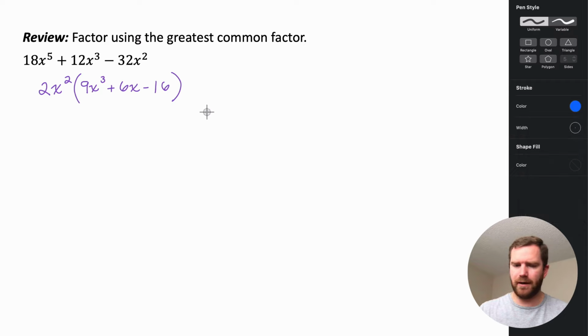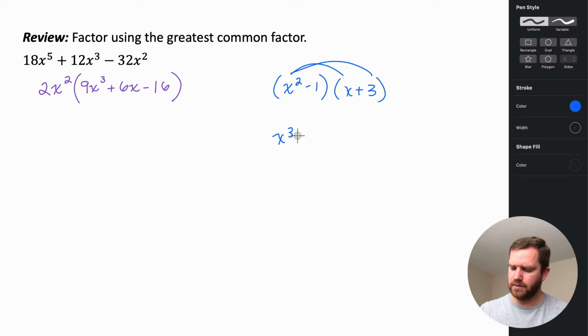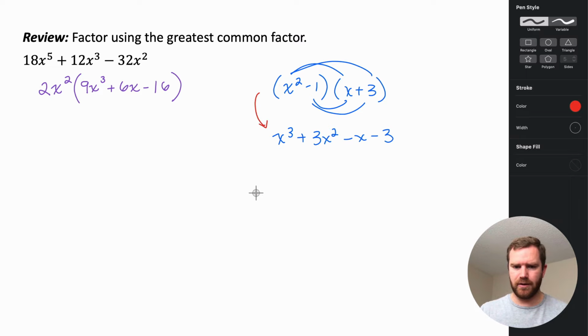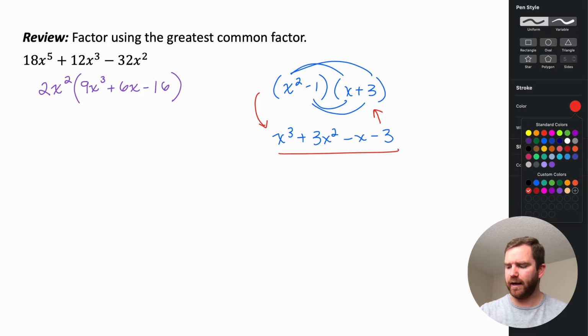Now, when factoring by grouping, we're essentially doing the same thing, except we're going to be looking at factoring something like this. We have a binomial times a binomial. Remember, when you multiplied something like this, we used the distributive property, and we'd get x cubed plus 3x squared, and then a minus x and a minus 3. None of these can combine, and we'd be left with this cubic polynomial. This process was multiplying using the distributive property, going this way. Now, factoring by grouping allows us to take this polynomial and go back into our factored form of two binomials. And that's what we're going to look at right now.